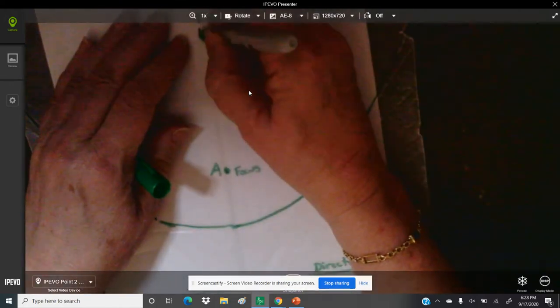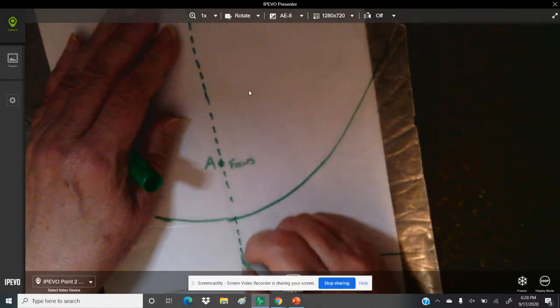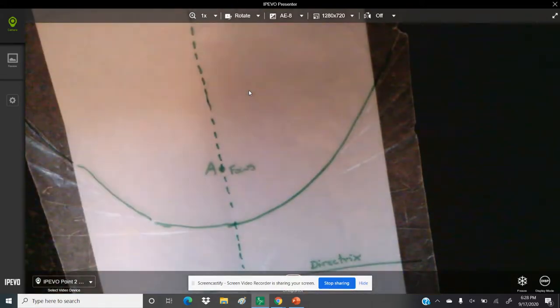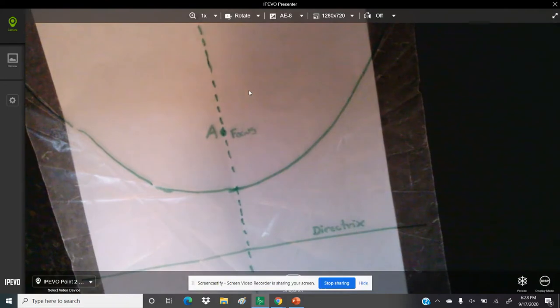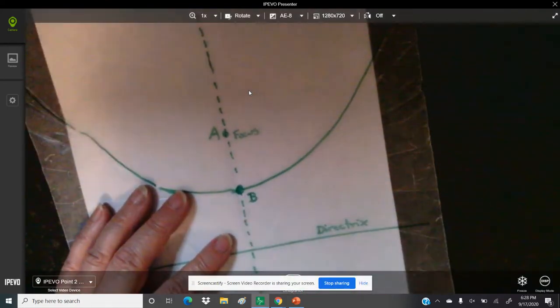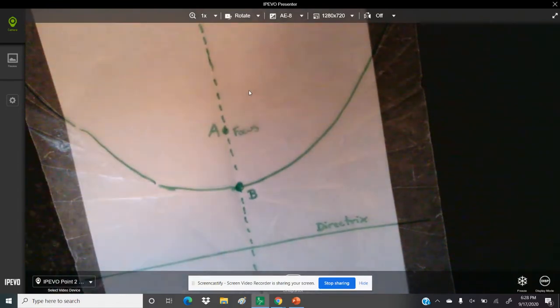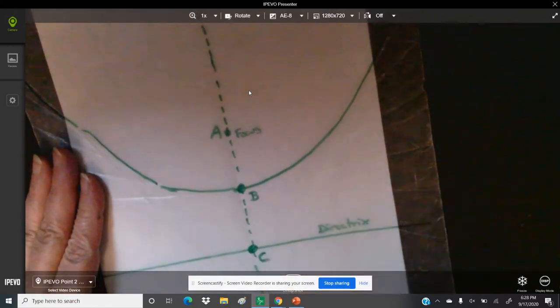So what would you call that line? Well, this line cuts my parabola completely in half. So this here would be my axis of symmetry. And then it says, draw and label point B at the intersection of the dashed line and the curve. So I'm going to call this point B. And draw and label point C at the intersection of the dashed line and the original line, which is the directrix. So C.